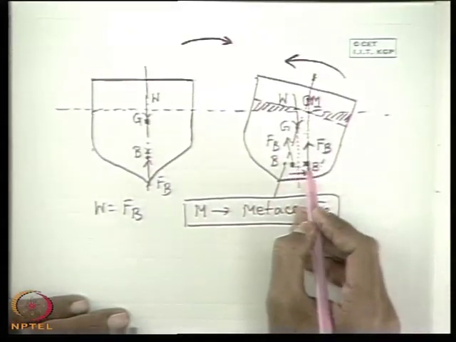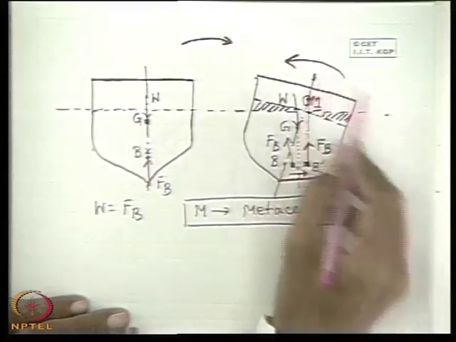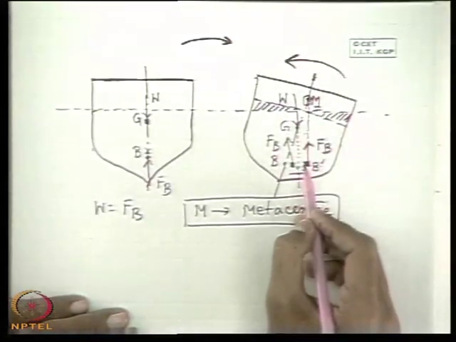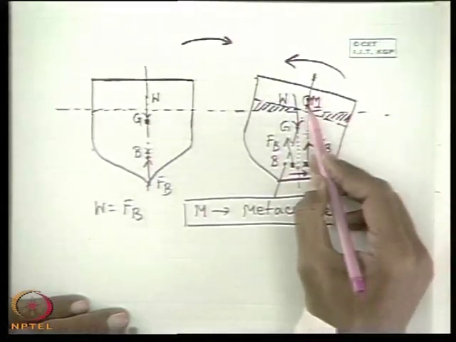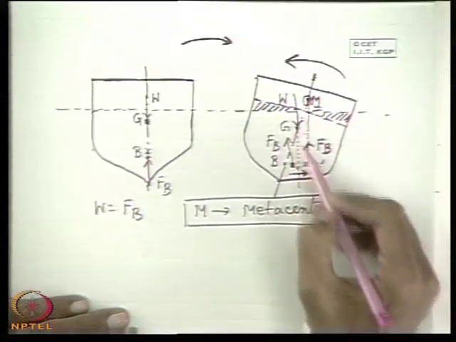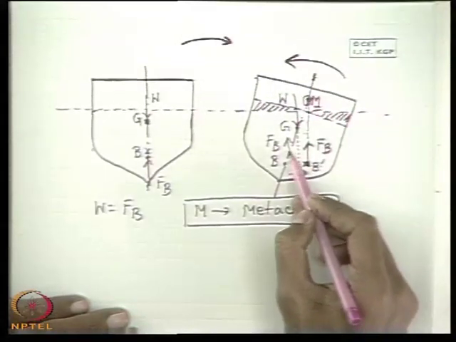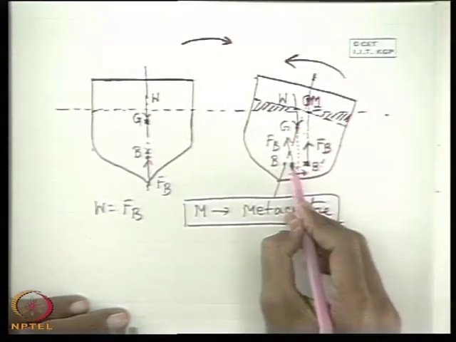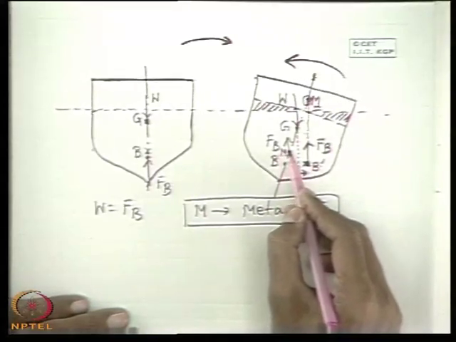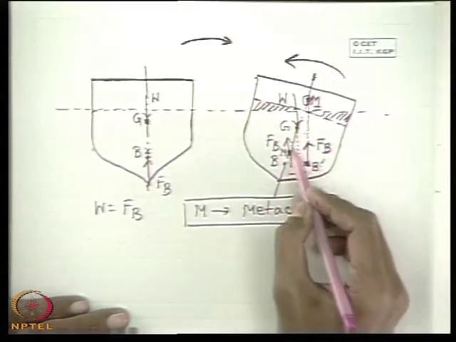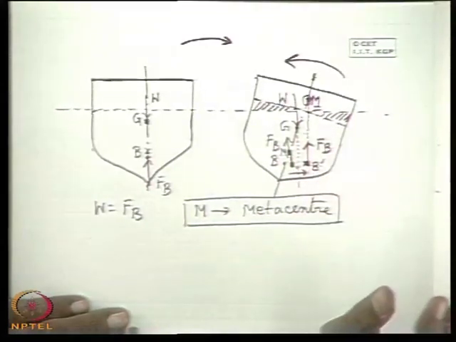Now we saw that if B crosses this vertical line in the direction of the heel, then it will give a restoring moment, otherwise an overturning moment. This can be told with respect to this very important point, the metacenter: if the metacenter is above the center of gravity, as in this case, then the body is in stable equilibrium. And if the metacenter is below, then the vertical line will intersect at a point M which is below G. That means when the metacenter is below G, the body is not in stable equilibrium.